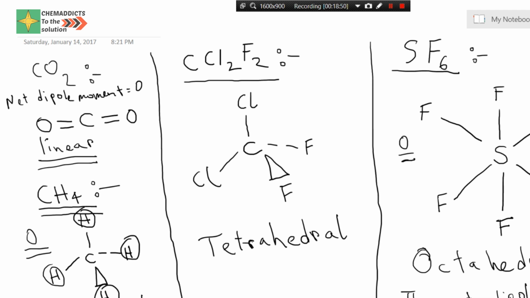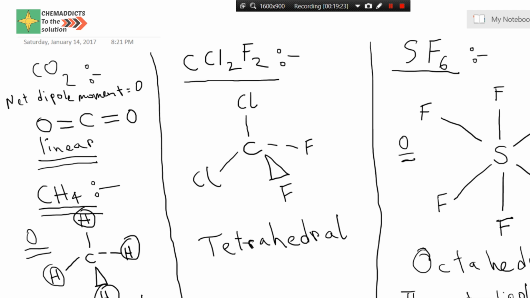SF6 molecule will have net dipole moment 0. Why? That's because the shape is octahedral, and just like methane, all the atoms that are attached to sulfur are fluorine. Since all the atoms attached to sulfur are fluorine, that makes the net dipole moment 0. The net dipole moment also depends on the shape of the molecule. Here, since the shape is octahedral, the net dipole moment would be 0.